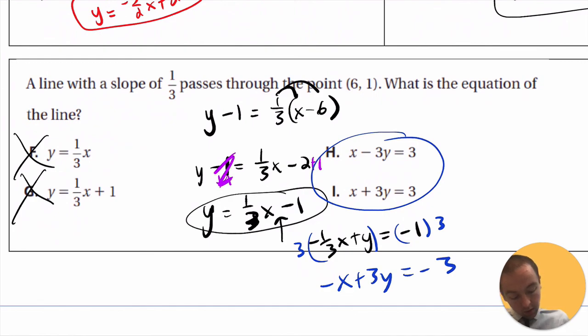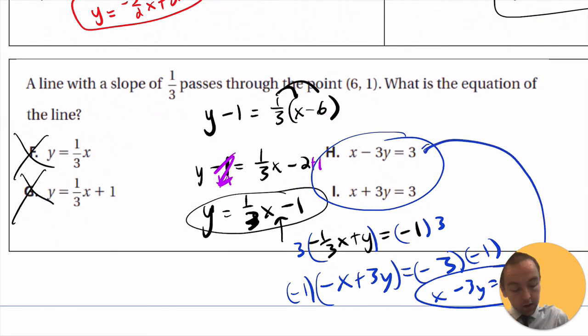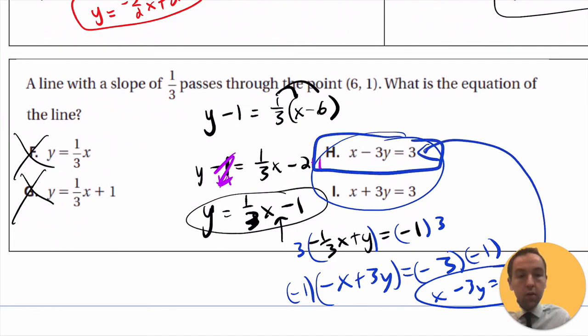two equations. But if you multiply by -1 on both sides now, then you end up getting x minus 3y equals 3, and that right there does match exactly with the option in H. So then we would know that H is going to be that line described that's going to have the slope of 1/3 and also contain the point (6,1).